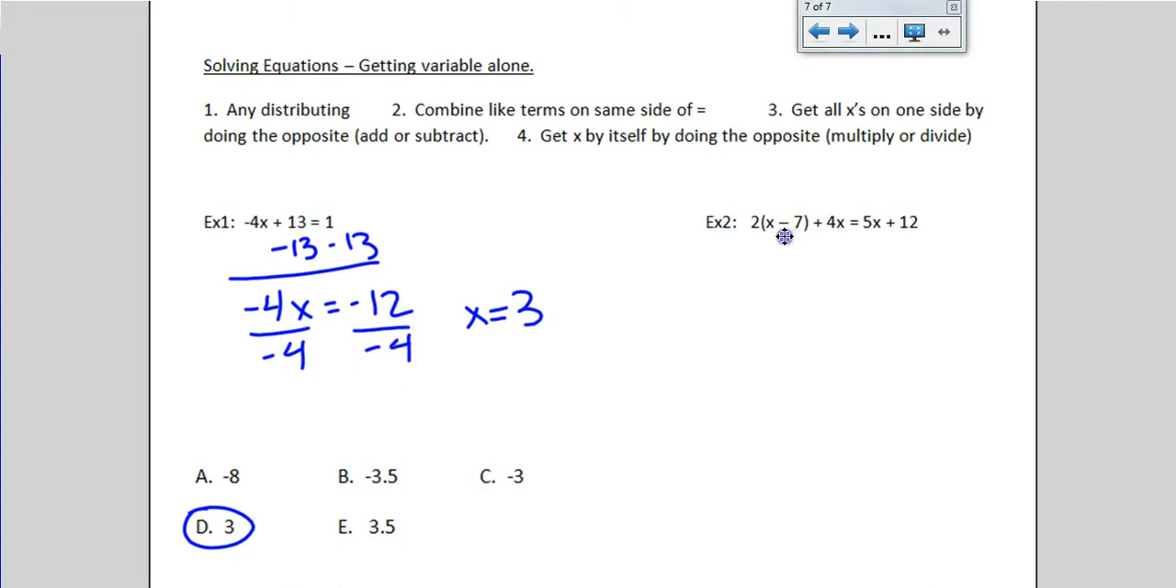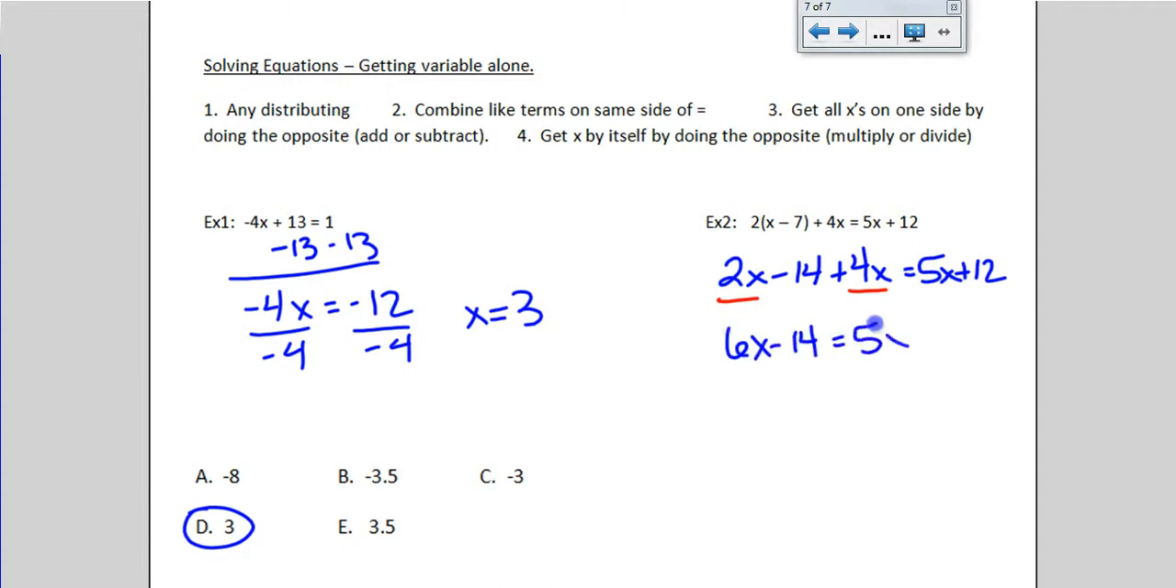strange things happen. So example number 2, you're going to distribute the 2, and you get 2x minus 14 plus 4x equals 5x plus 12. Now if you notice over here on the left hand side, I've got some like terms I need to combine. I have a 2x and a plus 4x. So that's going to give me 6x minus 14 equals 5x plus 12.